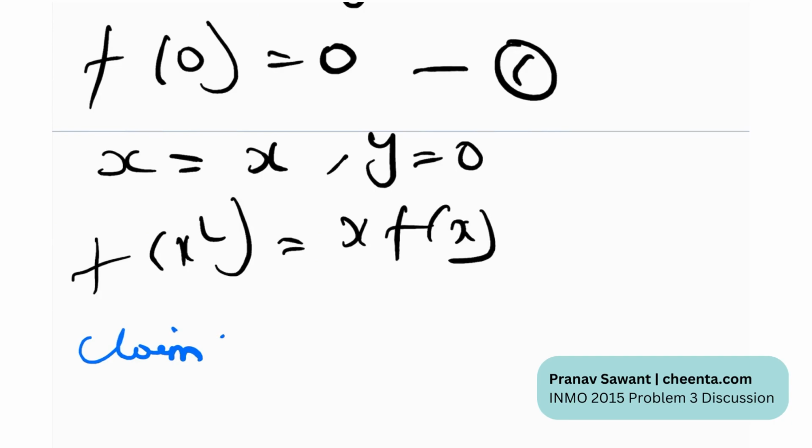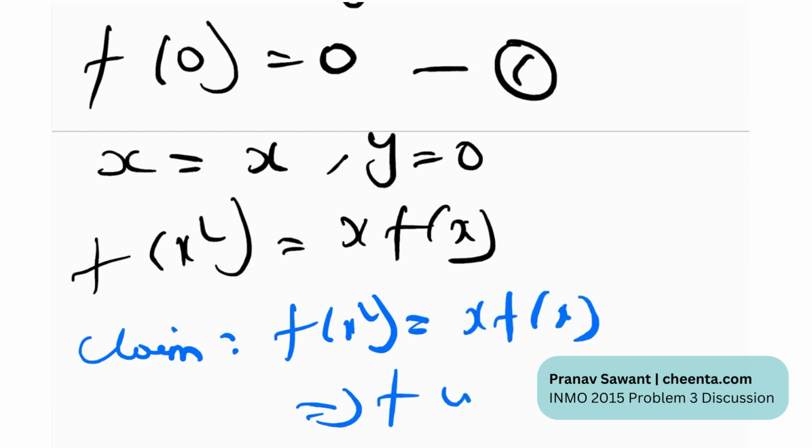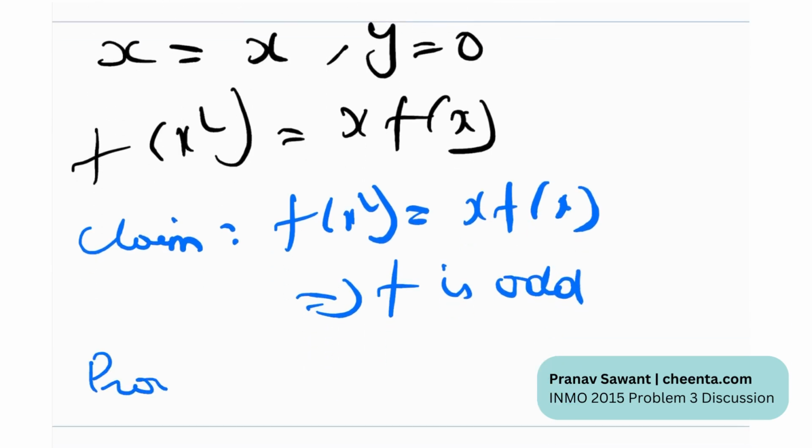And this is actually a fairly common result. A lot of people know this, that when f of x squared is equal to x times f of x, this implies that f is odd. We can neatly prove that as well.